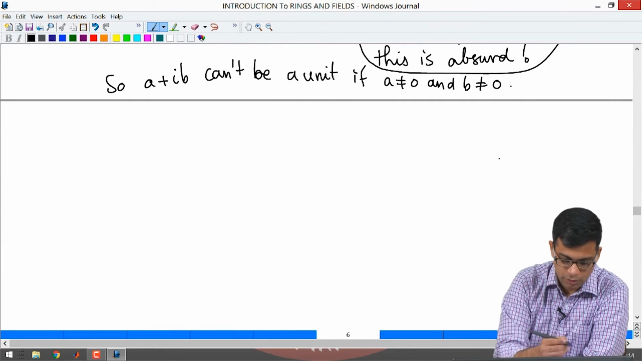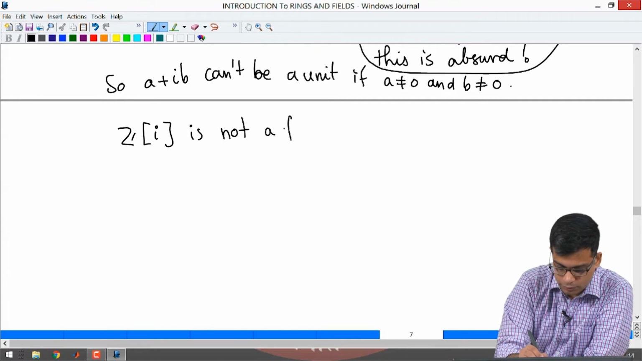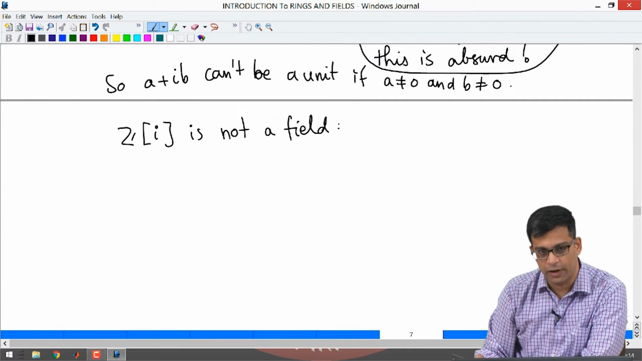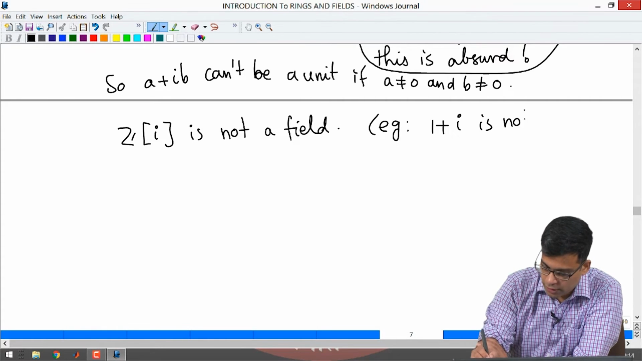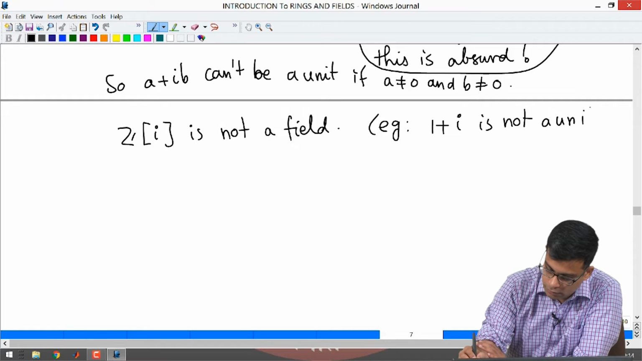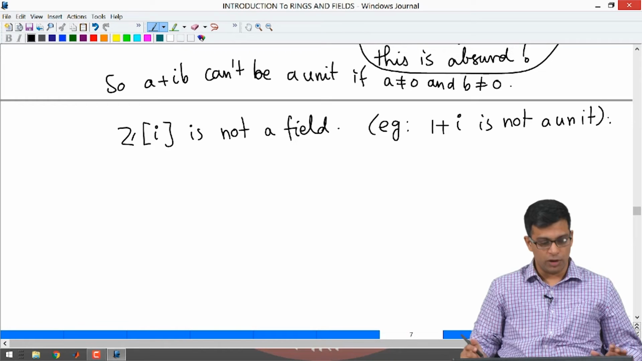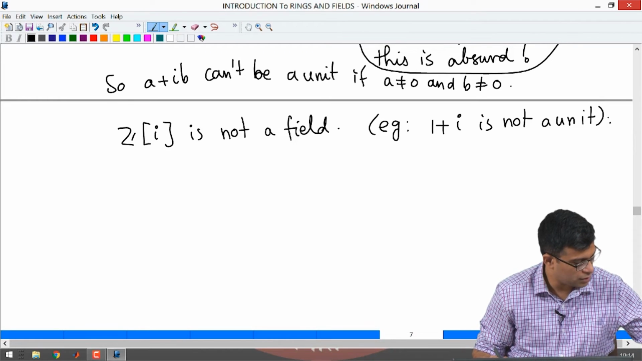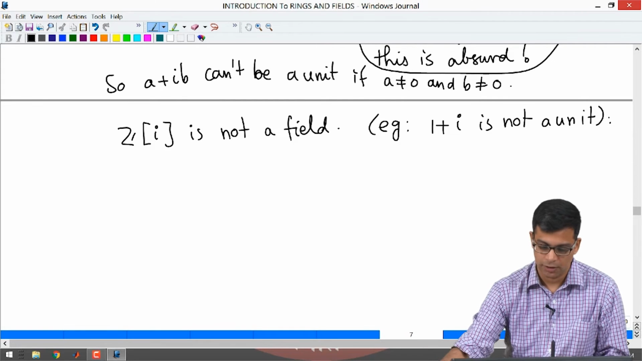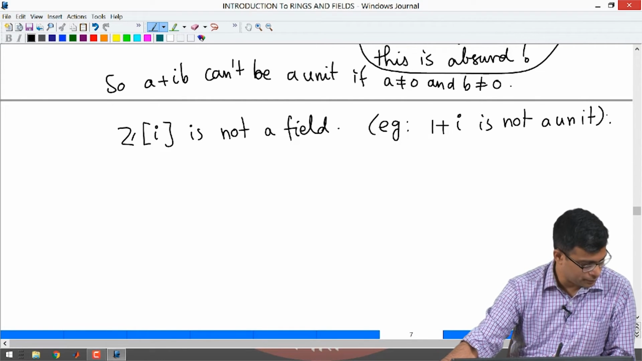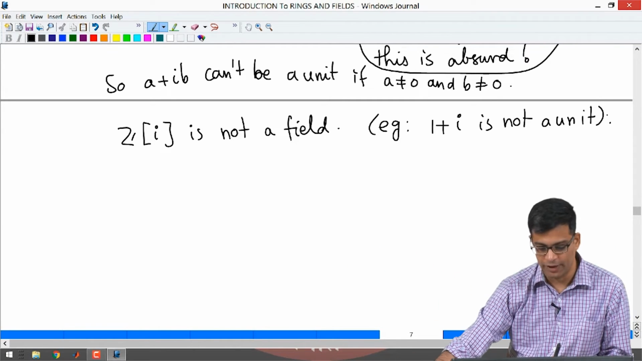So, in particular we conclude that Z[i] is not a field, because it has lots of elements that are not units. For example, 1 plus i is not a unit, it is not a 0 element and it is not a unit. Okay. So, it has infinitely many elements, but only 4 units. So, units are important objects in rings, but they may be very few. For example, Z has only 2 units and Z[i] has only 4 units. In the other extreme, when every non-zero element is a unit, you have what is called a field.